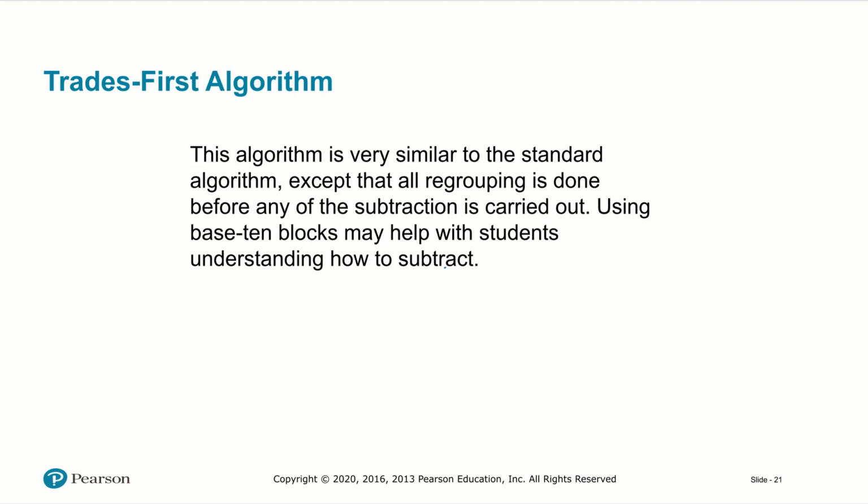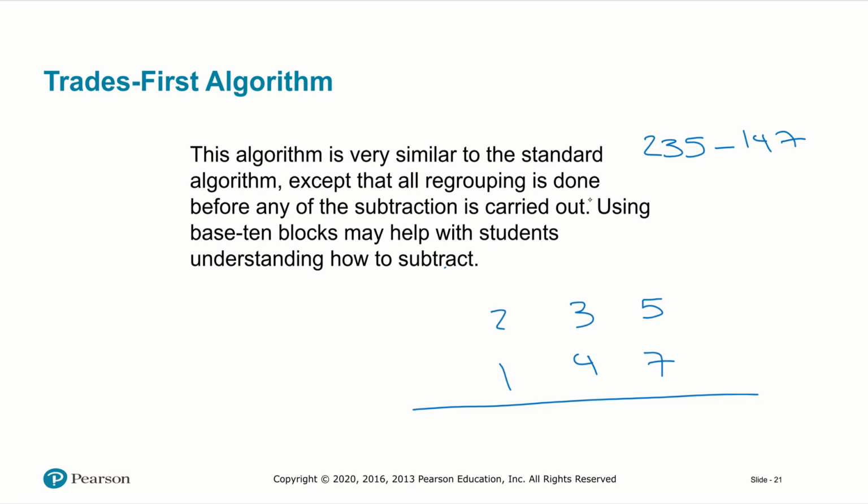All right, here's a nice algorithm called the trades first algorithm. In this algorithm, which is similar to the basic standard algorithm, we do any trading and regrouping that's required first, before we do any subtraction. So let's say we want to handle this subtraction, 235 minus 147. We go ahead and write the numbers as usual. I like to leave space between digits so that I can work more easily with them.